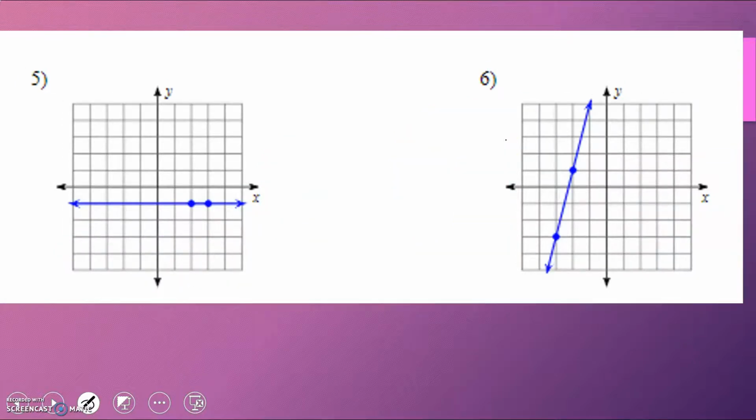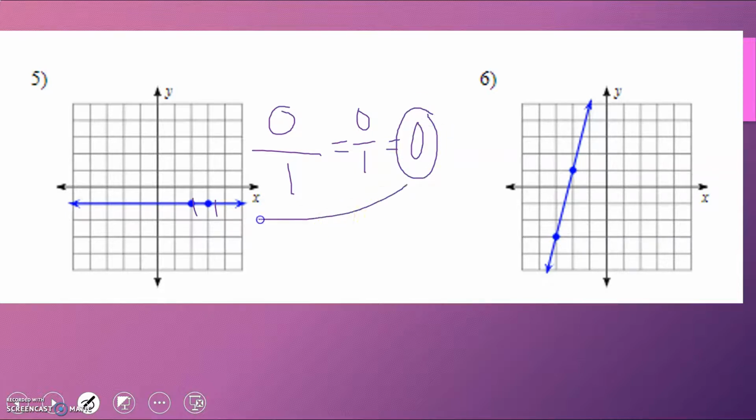Number 5. Number 5 looks different. We haven't seen this quite yet. So from the point on the left to the point on the right, you don't rise any, right? It's 0. Our run is over 1. 0 over 1 would give you 0. So your slope of this line is 0. So any horizontal line, the slope is going to be 0.